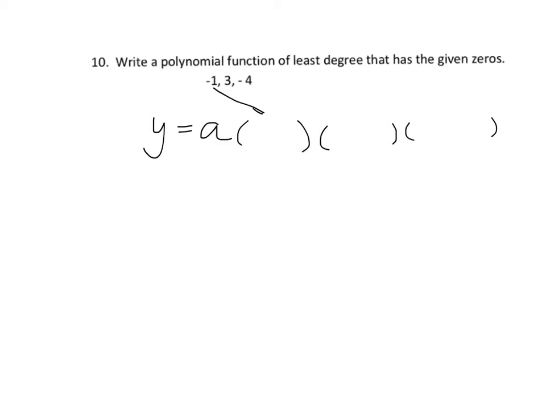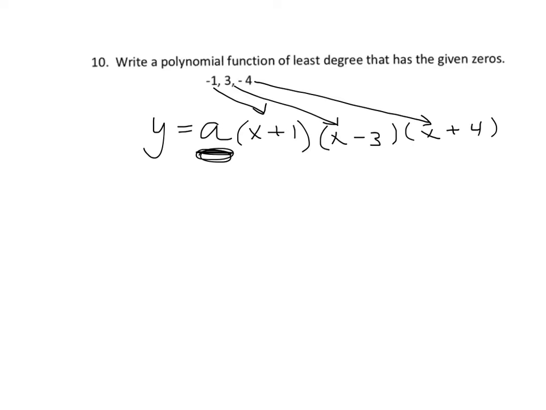So for -1, our factor would be x plus 1. For 3, our factor would be x minus 3. And for -4, our factor would be x plus 4. Now, since we don't have any point that they can go through, we can pick any value for this a. Well, the easiest a value to work with would be 1. So we're just going to write this as x plus 1, x minus 3, and x plus 4.